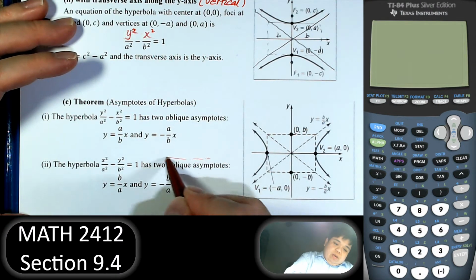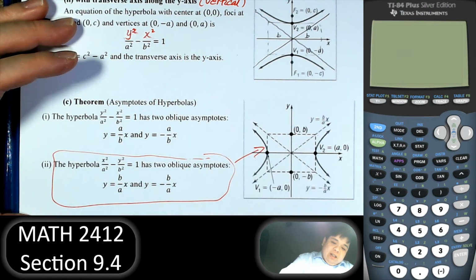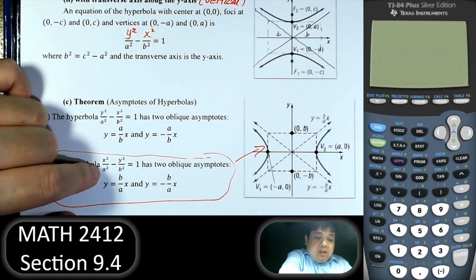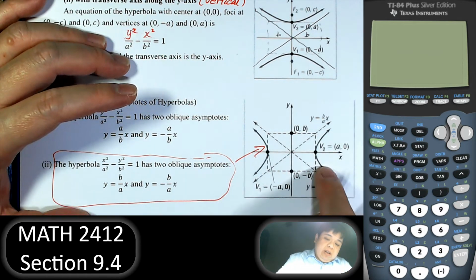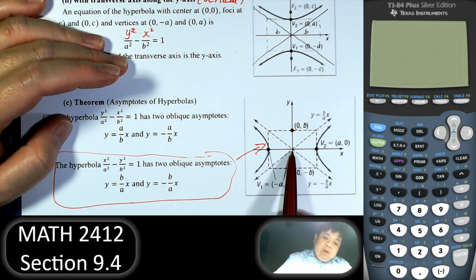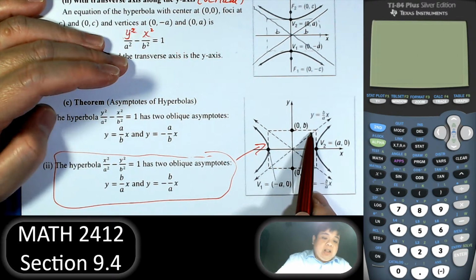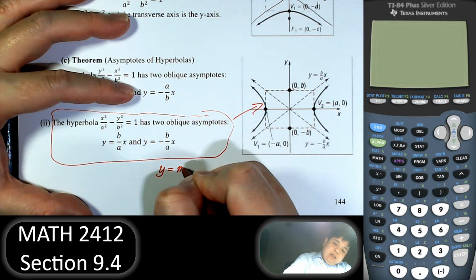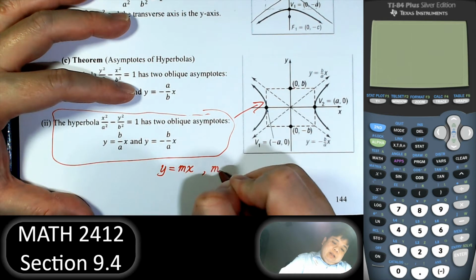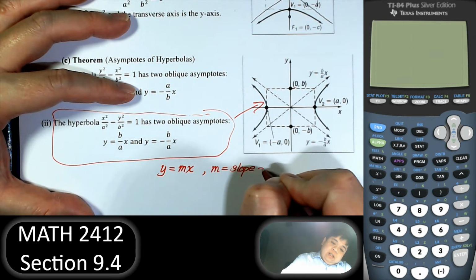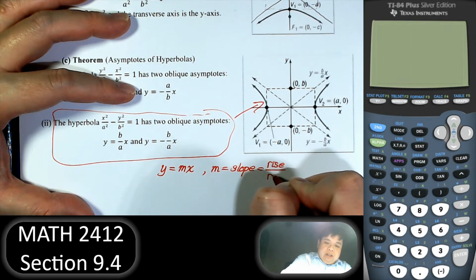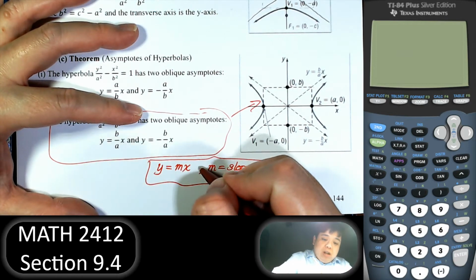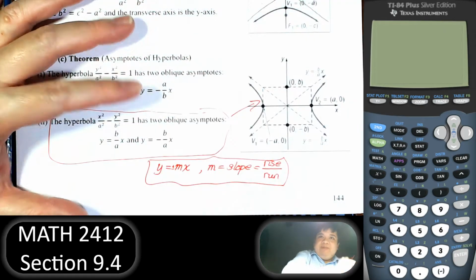So actually, in this case, because we have x squared going first, this is horizontal, and we have the horizontal hyperbola here. And since it goes B units up and A units to the right, it's always y equals the slope times x, where m is the slope, rise over run. So the equation of the asymptote is this. Of course, this could be plus or minus.